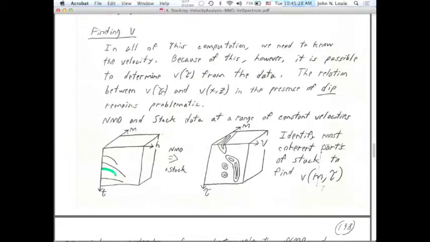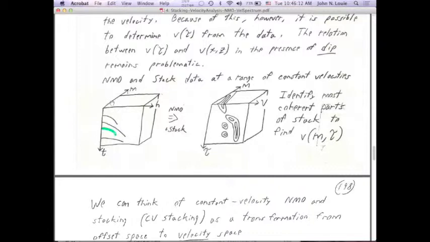And of course, there's a problematic relation between V as a function of tau and V as a function of X and Z in the presence of dip. Okay, that was the problem that Satish actually solved by avoiding NMO correction entirely. Okay. So assuming that velocity doesn't vary too much laterally, then we can still determine V as a function of tau. Okay. And in the presence of dip, we can do it as well.